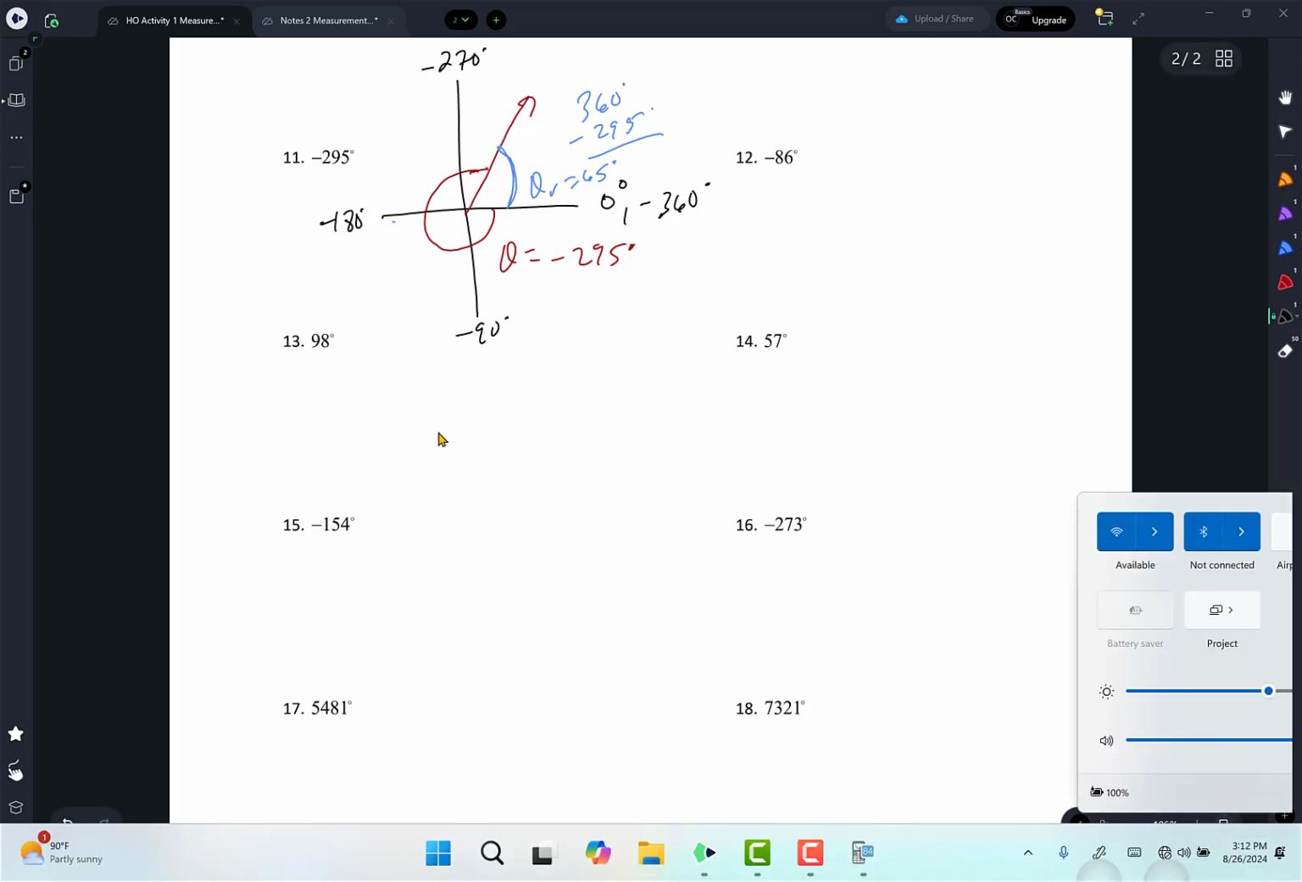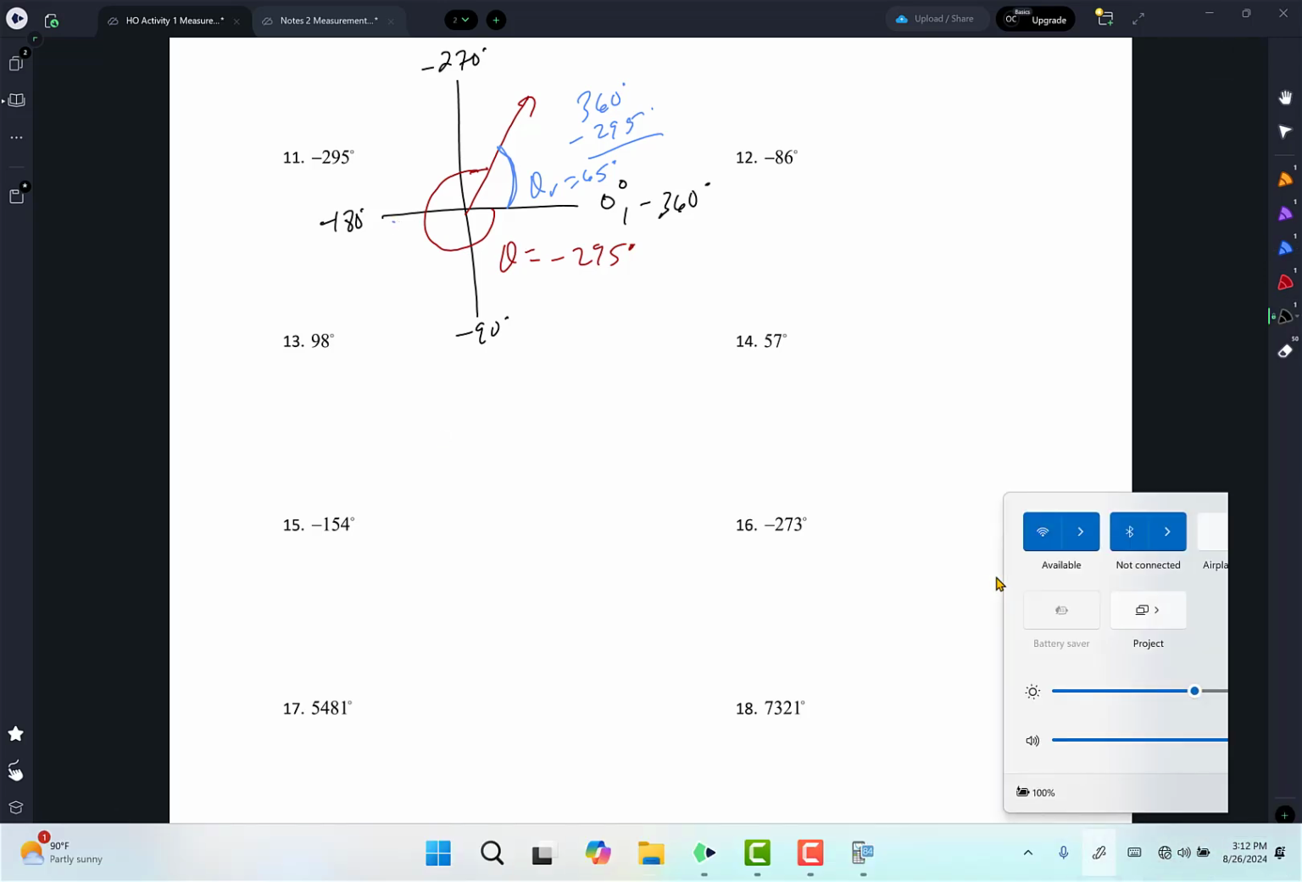Okay. 98 degrees. There used to be a band a long time ago. They were called 98 Degrees. It was a boy band.